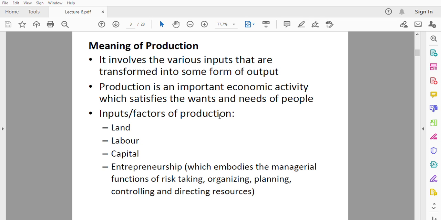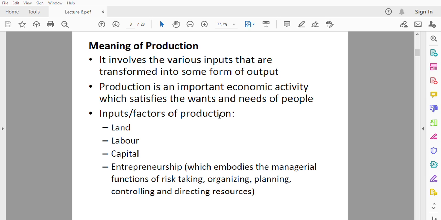First of all, the meaning of production. Production involves the various inputs that are transformed into some form of output. So when inputs are transformed into output, we call it production. And production is an important economic activity which satisfies the wants and needs of people. So the output produced are supposed to satisfy the wants and needs of people.